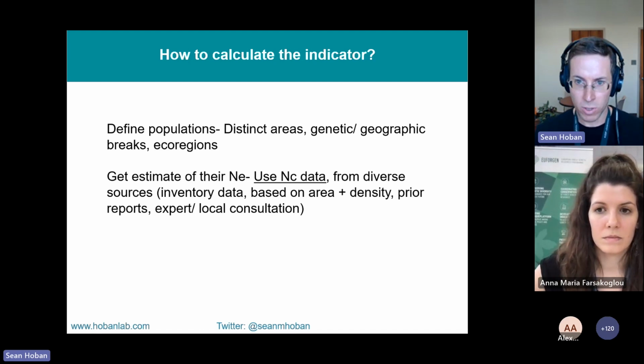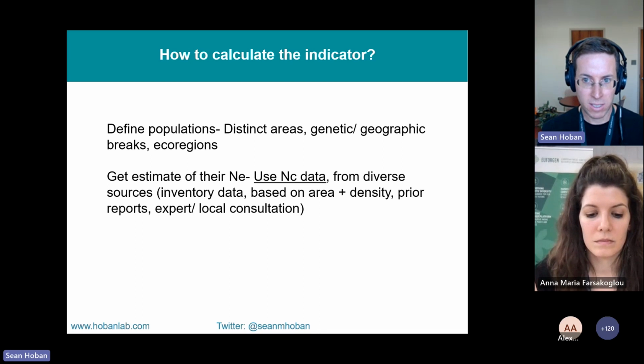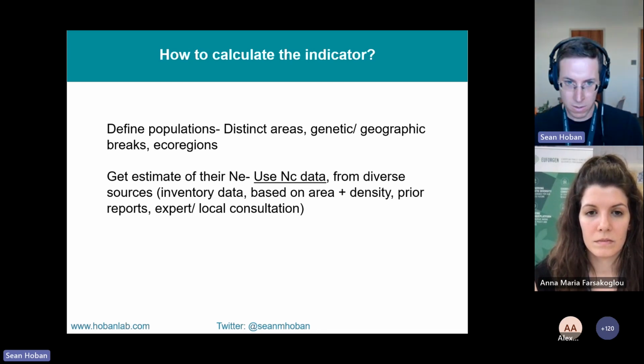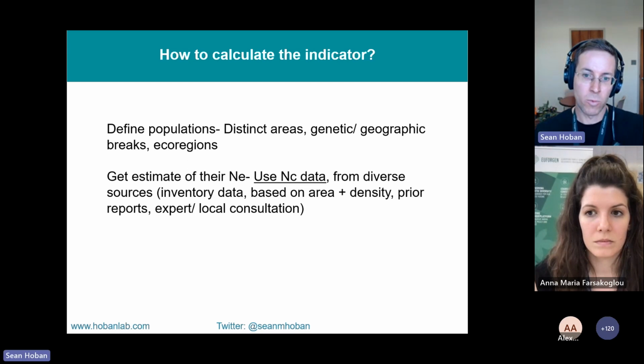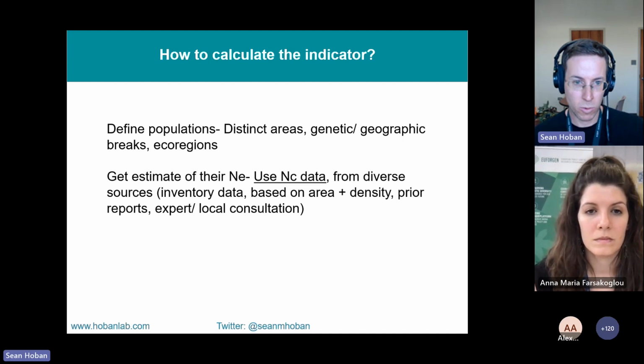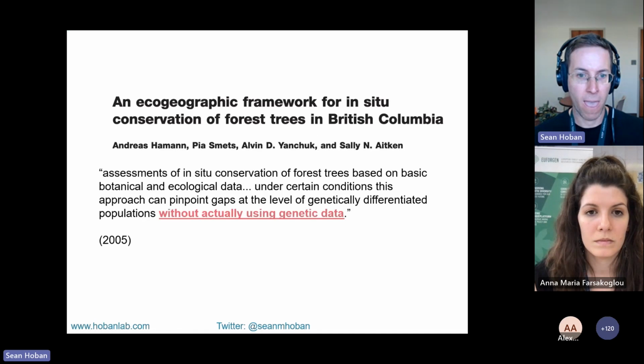And for trees, as well as many species, we can get census size data from diverse sources, whether that be periodic forest inventories that many countries do. We can estimate NC from area and density. We can get it from published reports or Red List assessments, etc., or even by consulting local botanists, managers, and park rangers. And I'll show you examples of those.